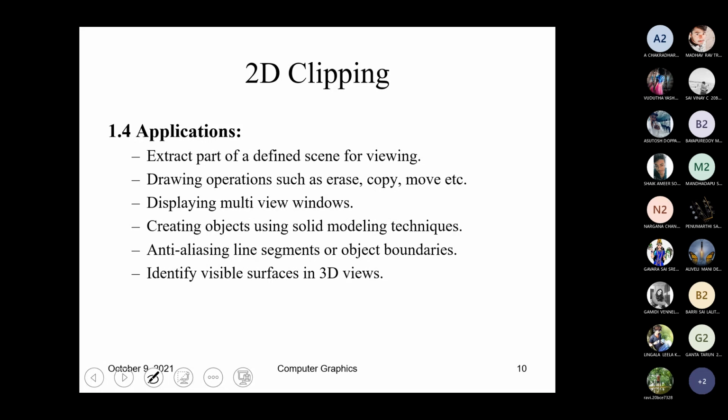And displaying multi-view windows, creating objects, anti-aliasing lines, or identifying visible surfaces in 3D views. All these places we will be using clipping. Mainly we can say that even for movie making or game making, some portion you have to remove, so there you will be using clipping.